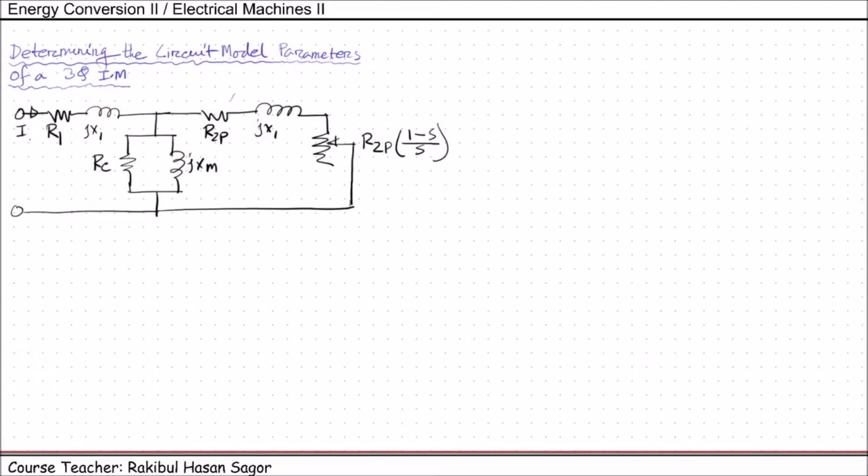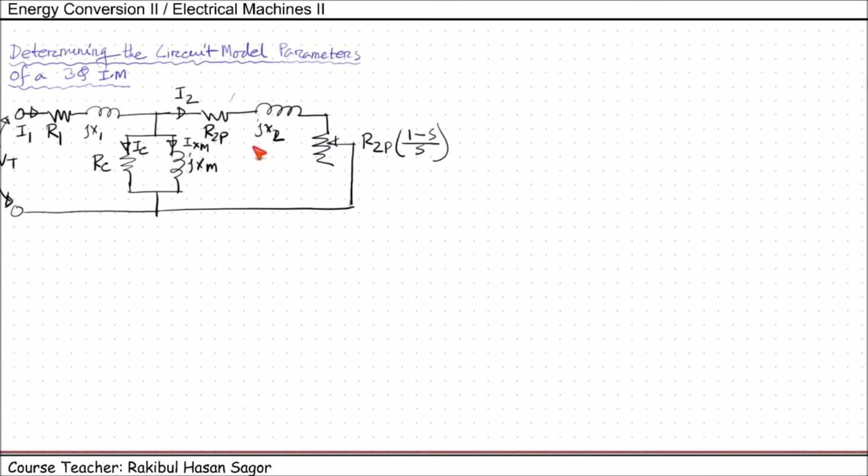Here the current will be I1, this is the current I2, this is the terminal voltage, the current that is passing through this is IC, and this is IXM. This should be X2 as this is in the rotor side.